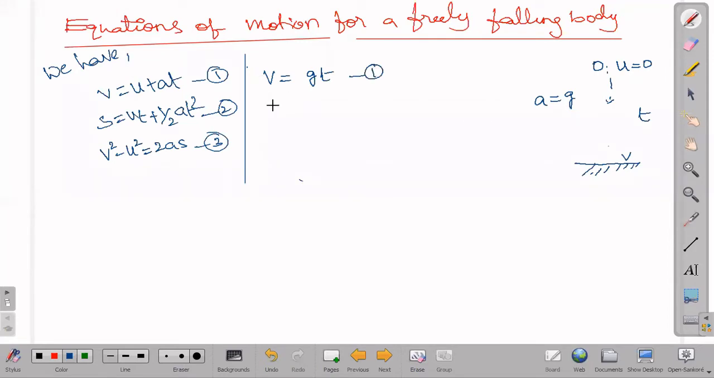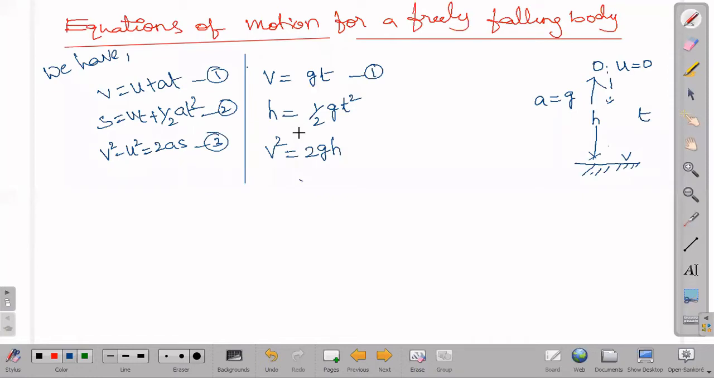Next, s is what? Our height, how much height it was there. That much height it will be traveling. That is our h. So s becomes h. Next, u into t, anyhow u is 0, so it becomes 0. Half a becomes g and t square. Next, the last one: v square minus u square. The u value is 0, so 2gh it becomes.